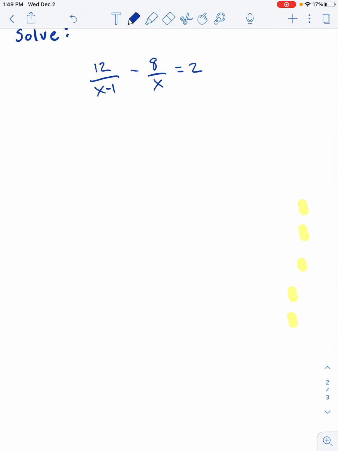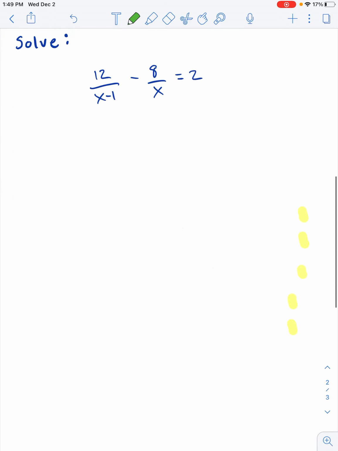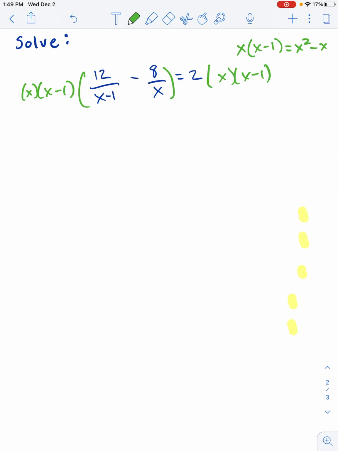Okay, so let's try and use the same methods, but for something with variables in the denominator. So here my denominator is x minus 1 and x. A common multiple of x minus 1 and x is going to be the product of x minus 1 and x. So x squared minus x. So if I multiply by that on both sides, I should be able to get rid of both of my denominators.